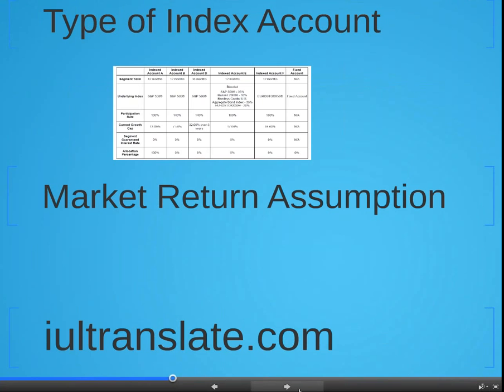The third piece here is market return assumptions. So this is, what do you think whatever index you're in is going to return? Do you think the S&P 500 is going to average 9%, 9.5%? Well, if you think that, you'd be correct, because historically that's what it has done over 20 and 30-year periods of time. So you can discuss this with your client, or you can just use it behind the scenes to determine the rate you're going to show. And I'm going to tie all this together for you real quick.